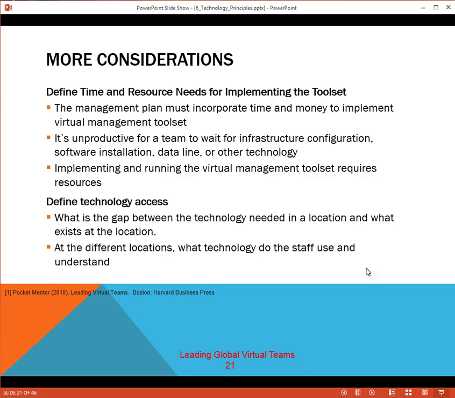Another consideration is define your technology access. What is the gap between the technology needed in one of the various locations and what actually exists at that location? At the different locations, what technology do the staff use and understand? You have to take that into your consideration as well.